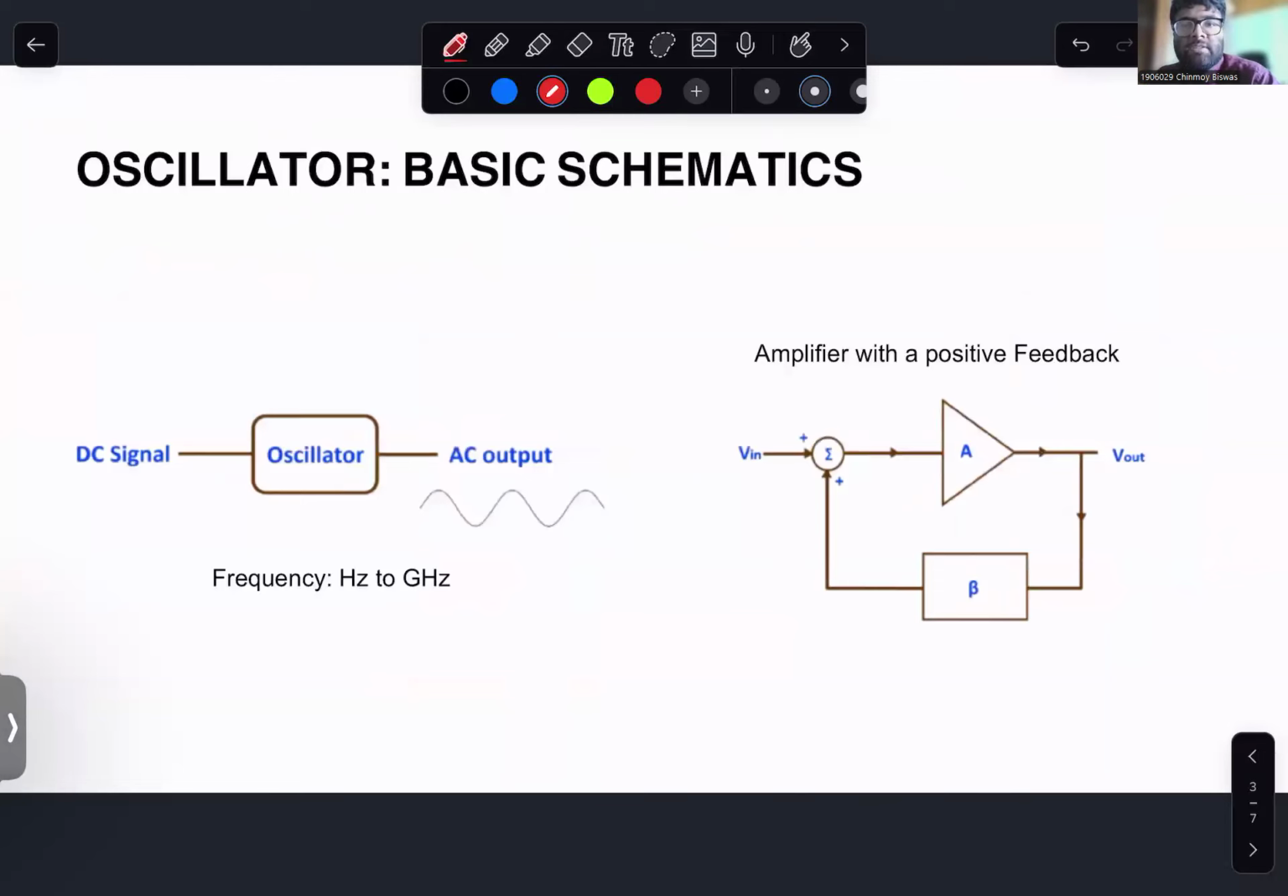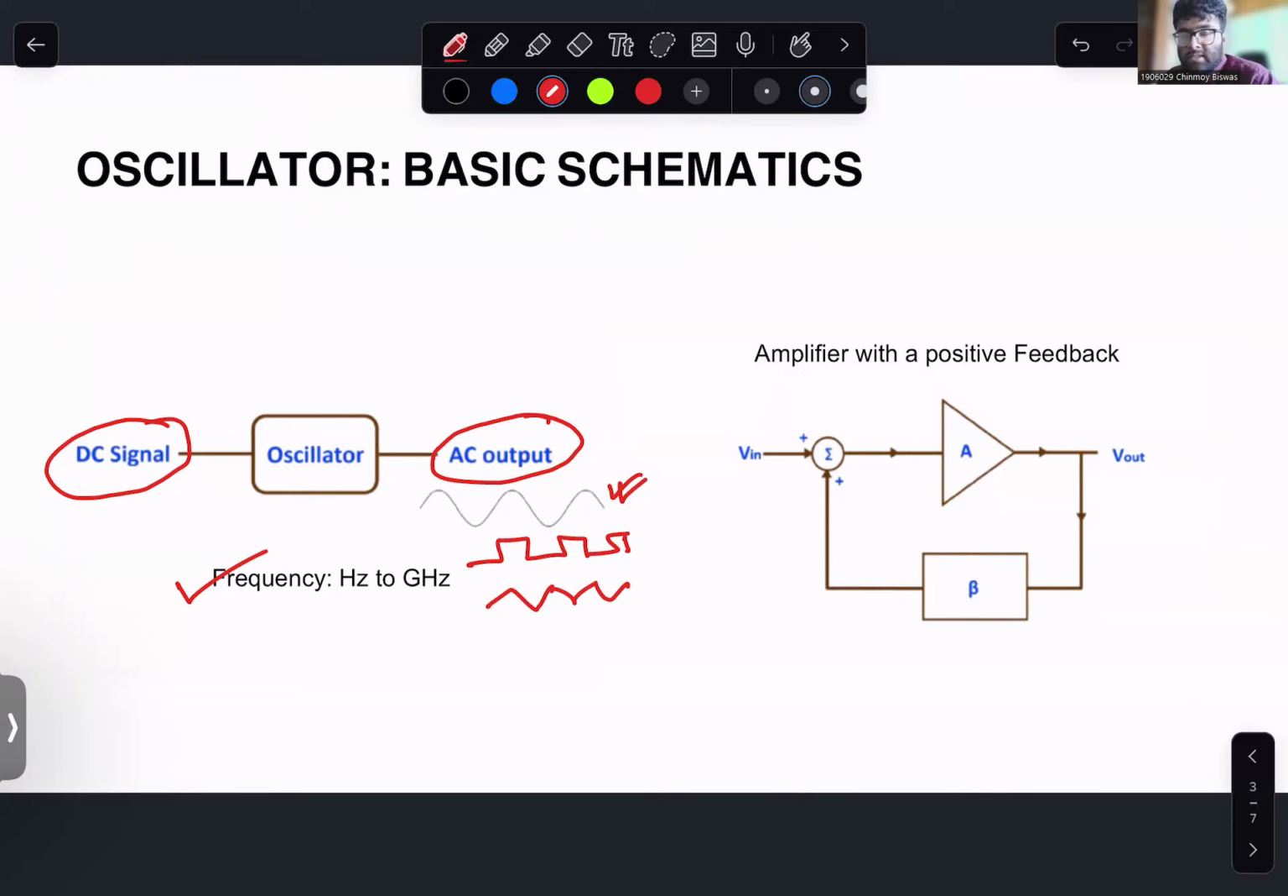An oscillator accepts the DC voltage and it generates a periodic AC signal. The frequency can be from a few hertz to a few gigahertz, with the output being either sinusoidal, rectangular, or sawtooth type. Schematically, the oscillator is nothing but an amplifier with a positive feedback.